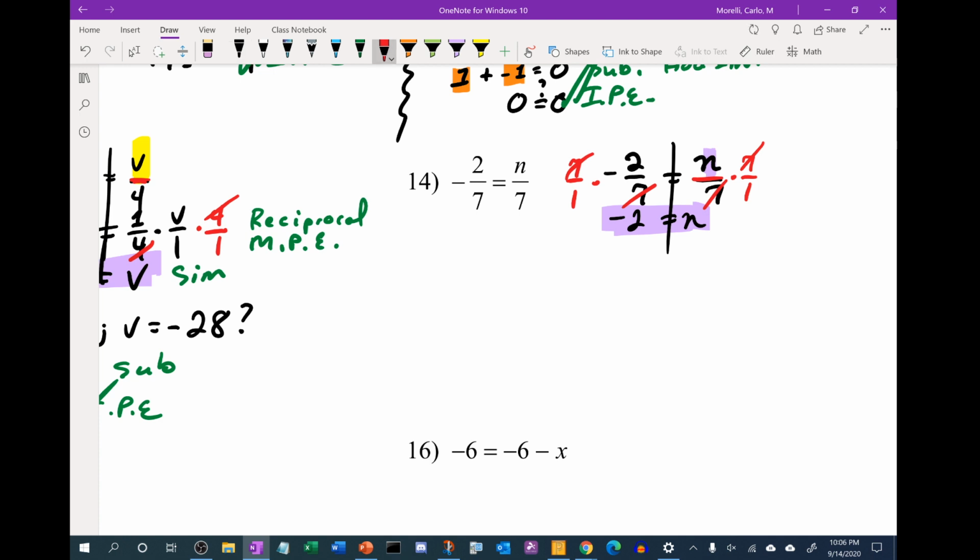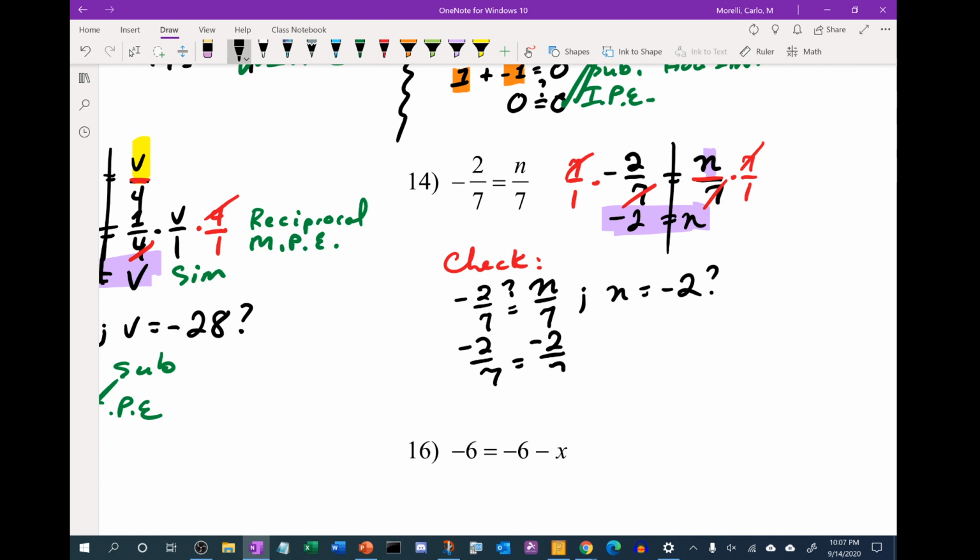Okay, but we're not sure about this. We don't know if he's right or if our work was correct. So we're going to check it, okay? We always check it. Let's go ahead and ask this question. Is negative 2 sevenths really equal to n over 7 when n equals negative 2? Is it true? Well, I got negative 2 over 7 equal to, substitute in negative 2 over 7. Is this true? Well, I got a thing equal to its identical self, and that's true by the identity property of equality.